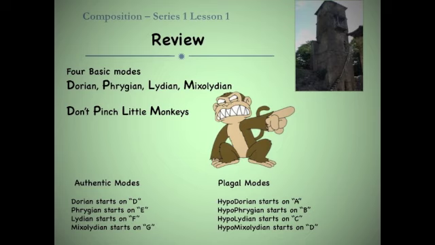C, D, E, F, G, A, B, C. Mixolydian starts on a G. Count back 4 from G. G, F, E, D. D to D is the Hypomixolydian. All right, so you need to know what that is. You need to find some way to remember those items.